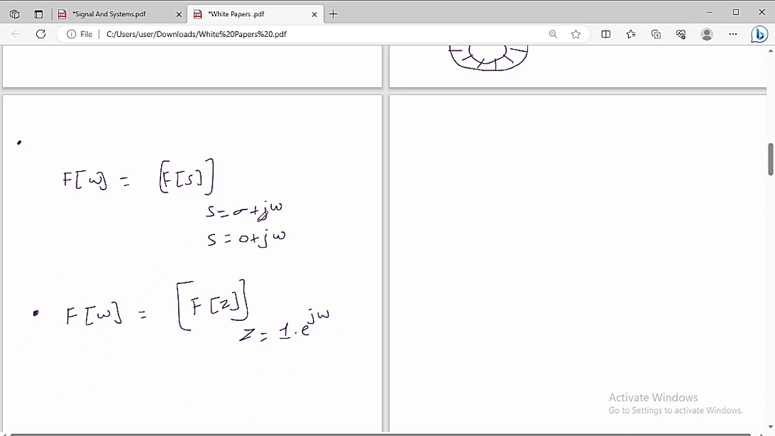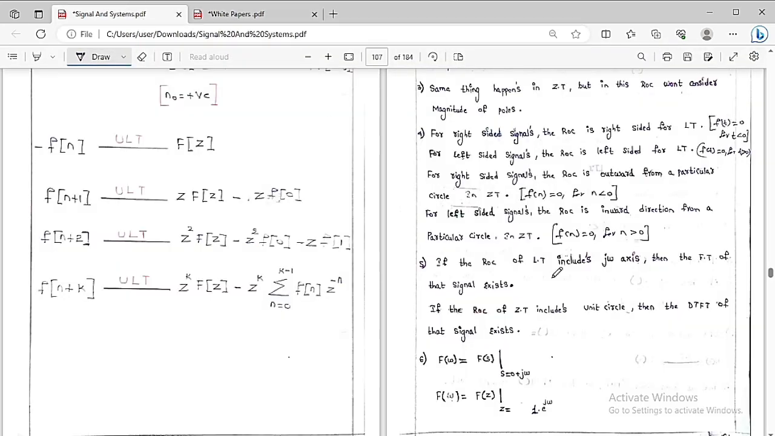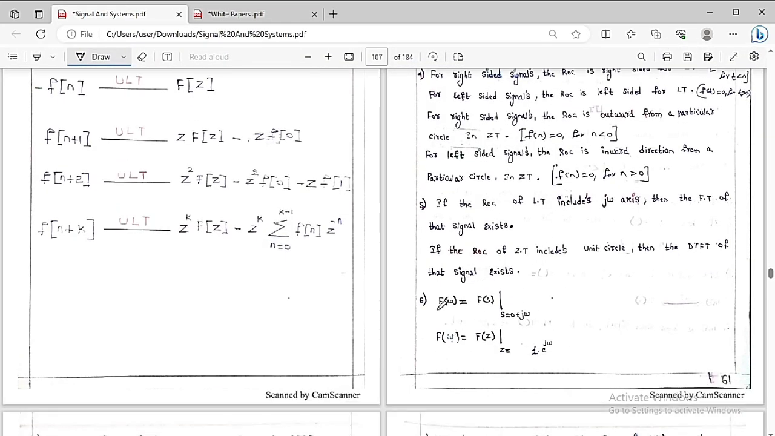So finally I can say, if the ROC of the Laplace transform is going to include the imaginary axis, then only the continuous time Fourier transform for the signal is going to exist. Similarly, if the ROC of the Z transform is going to include the unit circle, then the discrete time Fourier transform for the signal is going to exist. So this point always you have to keep in your mind. Same thing I have written here. The next point is here.